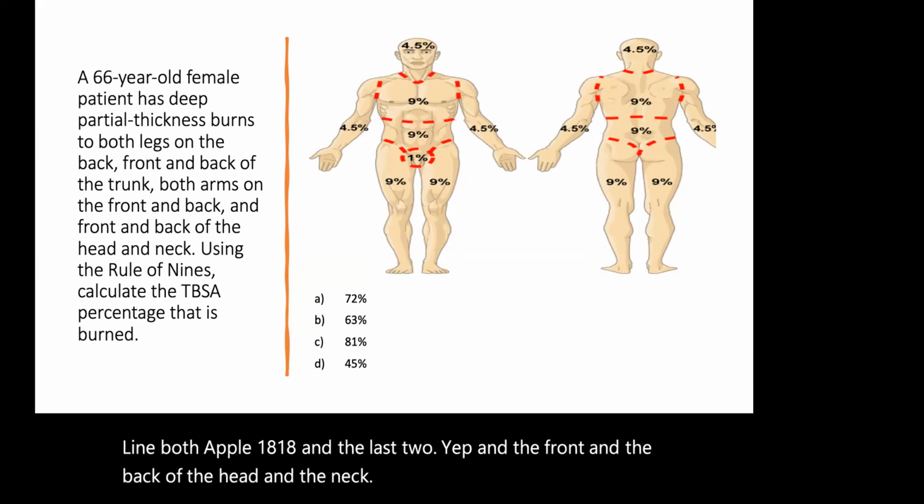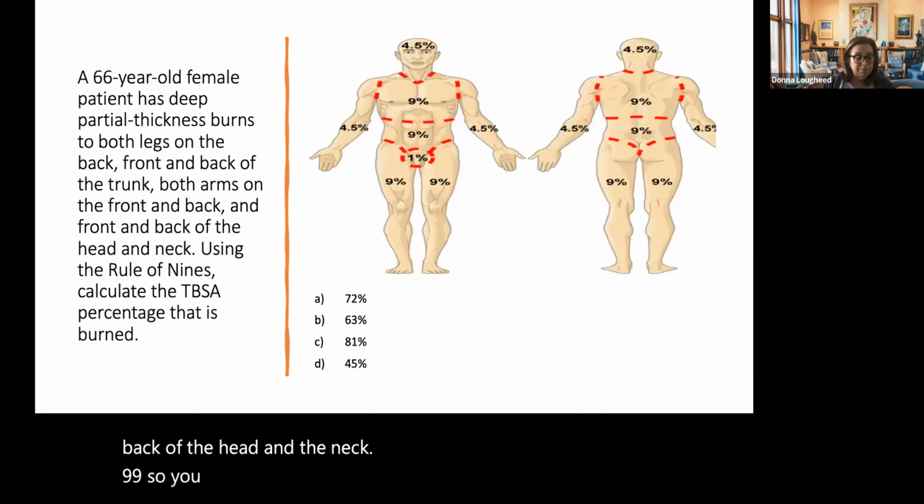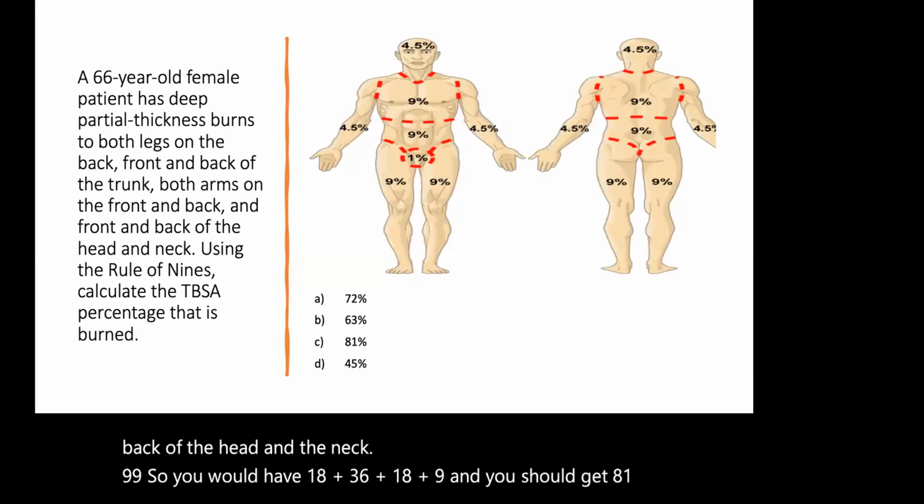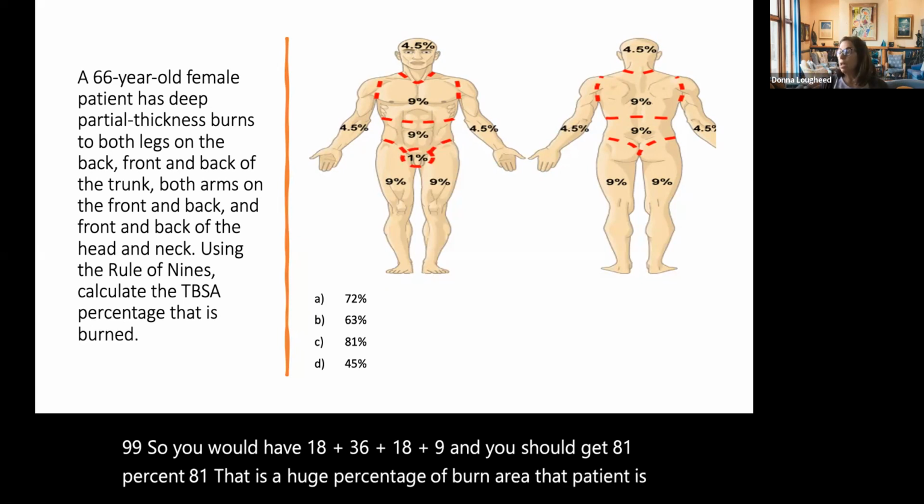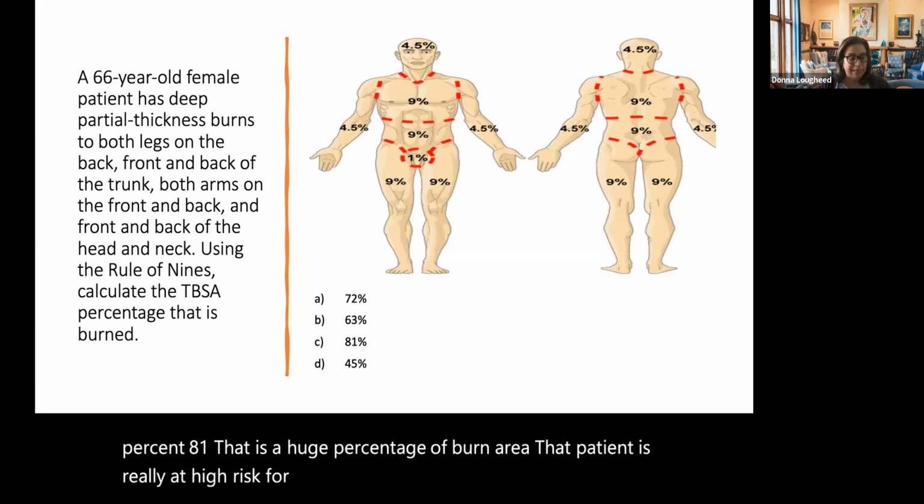9. So you would have 18 plus 36 plus 18 plus 9, and you should get 81%. That is a huge percentage of burn area. That patient is really at high risk for just not making it. I mean, that's huge.